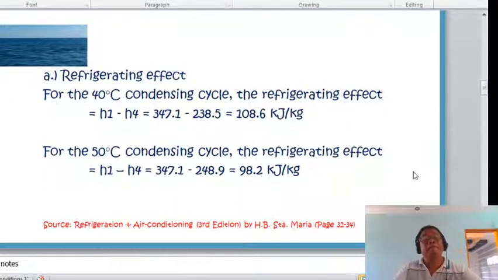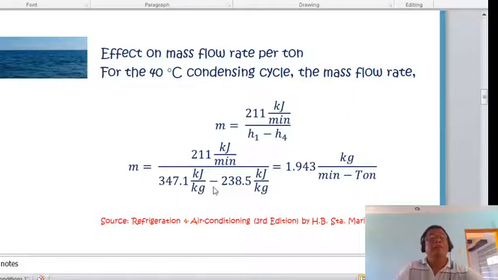Next, the effect on mass flow rate per ton. For 40 degrees condensing, it is the same formula as the previous discussion. M equals 211 kilojoules per kilogram, where 211 is derived from 3.516 kilowatts per ton multiplied by 60, that is 210.6 something, or 211. Divided by the change in enthalpy, that is 1.943 kilogram per minute per ton. So that is at 40.